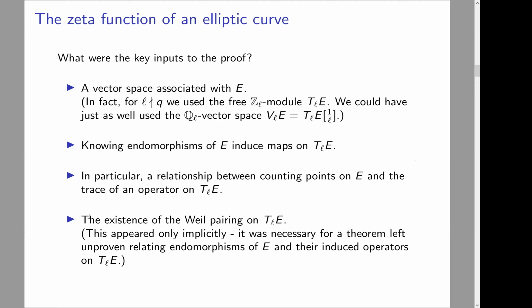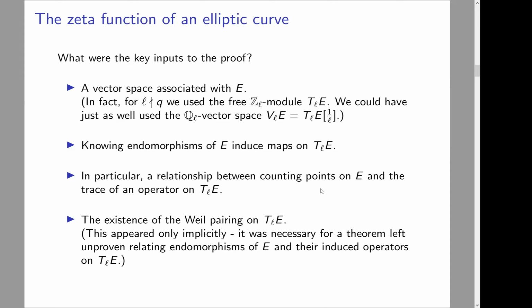And finally, one thing that was actually very important, although it only appears sort of implicitly, was the existence of a Weil pairing. So we didn't actually describe what this is or how one uses it, but we had this really key theorem when we were doing the elliptic curve case, that the degree of an endomorphism is related to the determinant of the associated operator. And I mentioned in passing that that theorem, which I didn't prove, relies on the Weil pairing. So there's some very special pairing on our vector space, and that was actually secretly key.